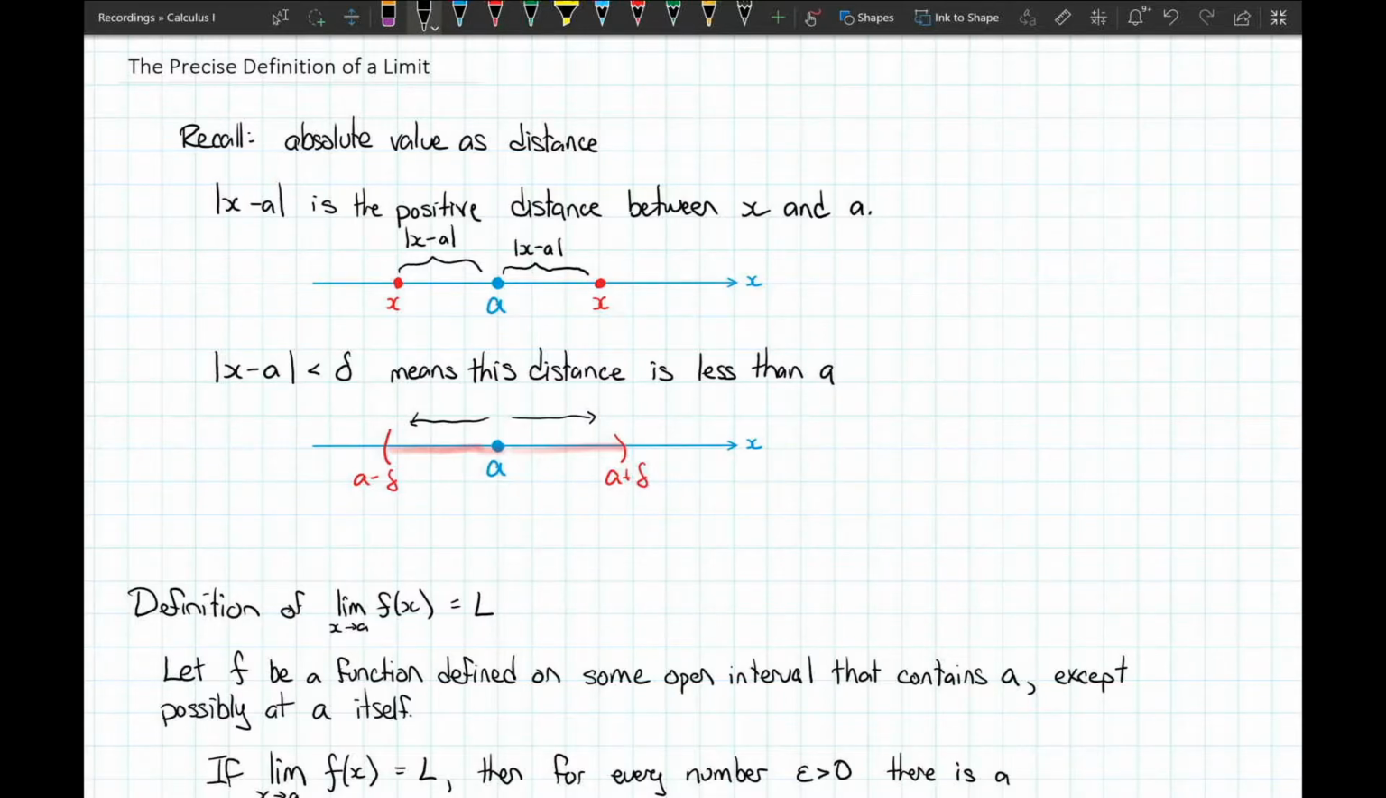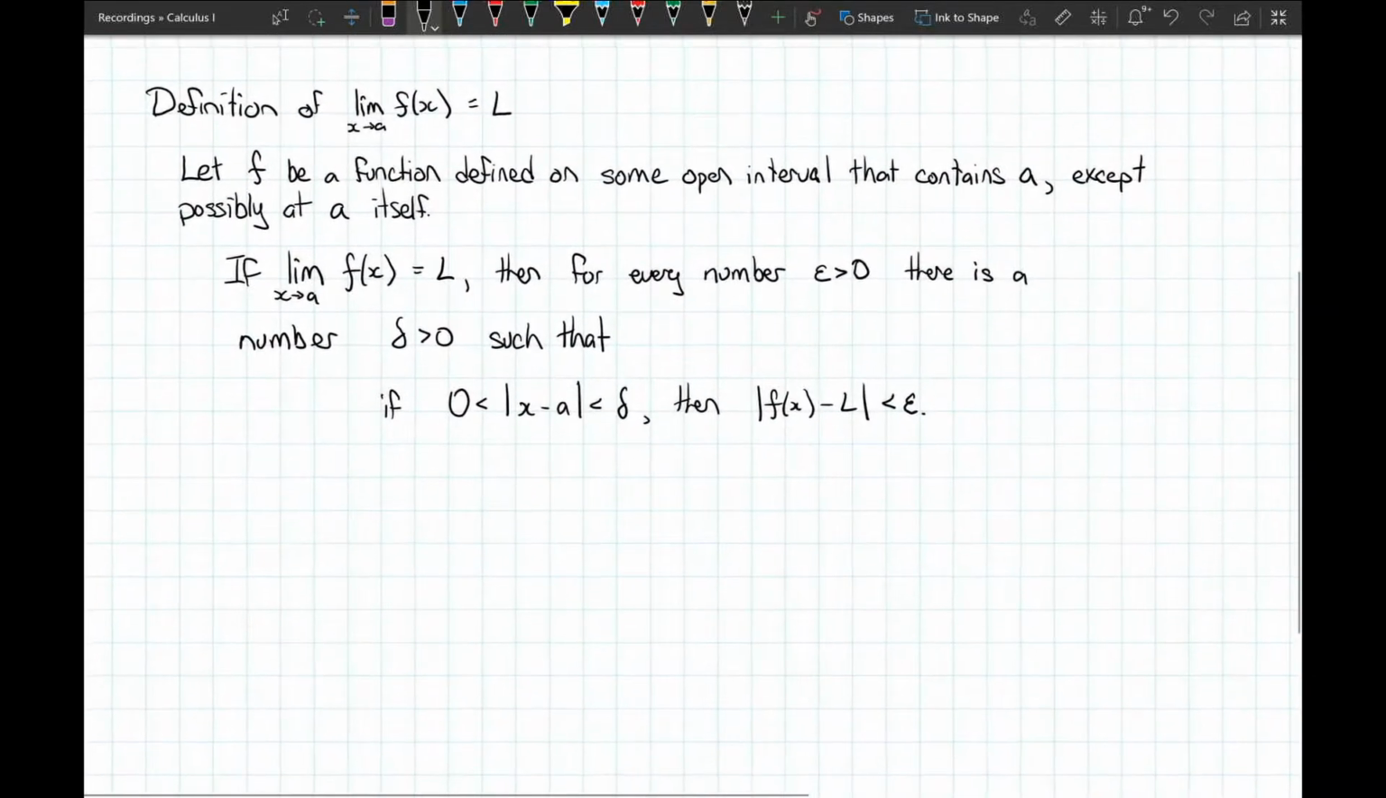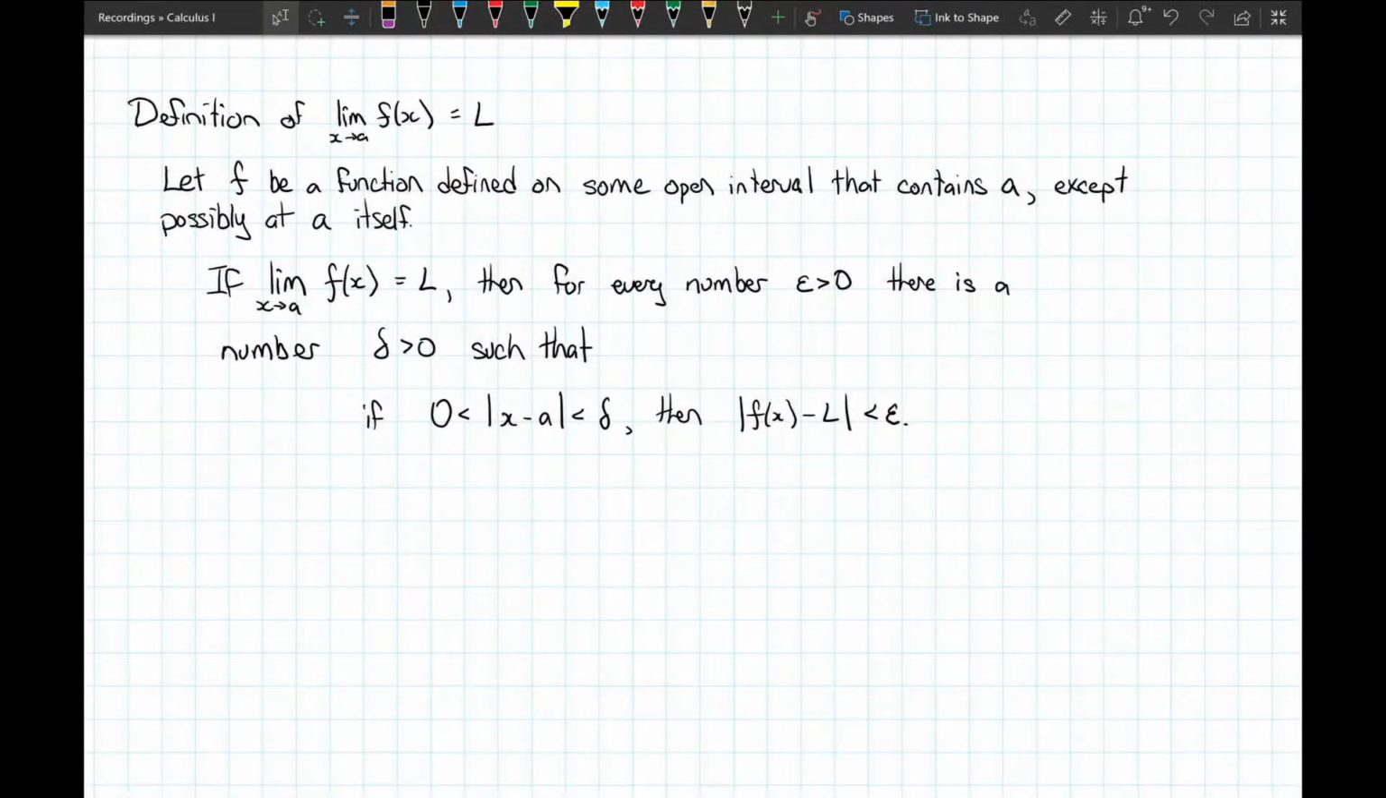So x could be any value in this open interval, and then we know that the distance between x and a would be less than delta. And that would satisfy this inequality, absolute value x minus a less than delta. Okay, now keep that in mind. Essentially, we're using that as not just a difference, but as a distance. So it's always going to be positive. And now we can dive into this technical definition of what a limit is.